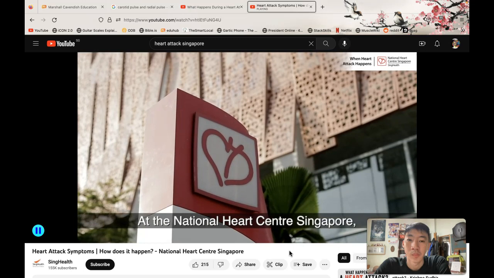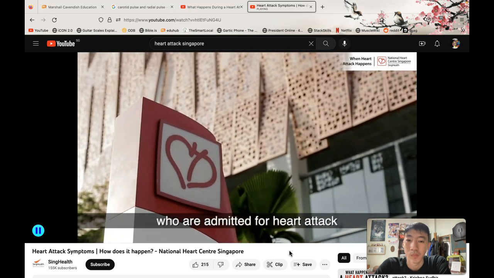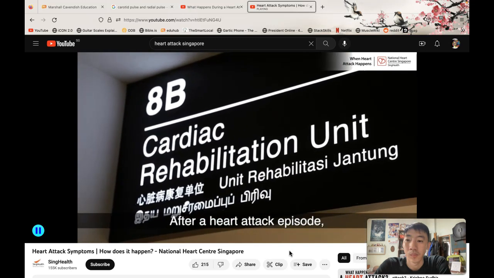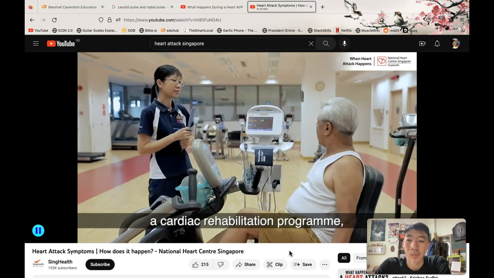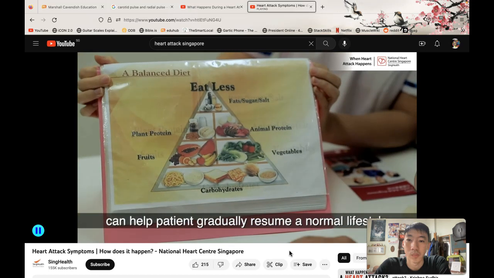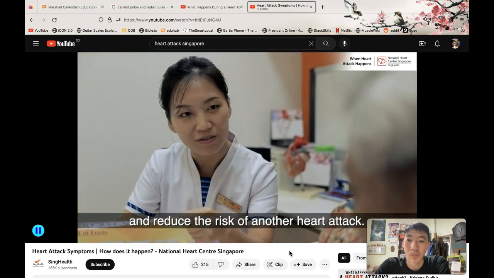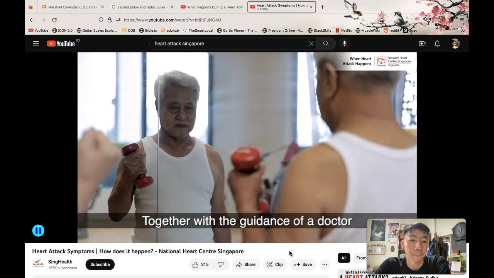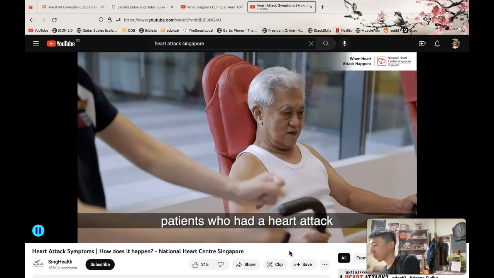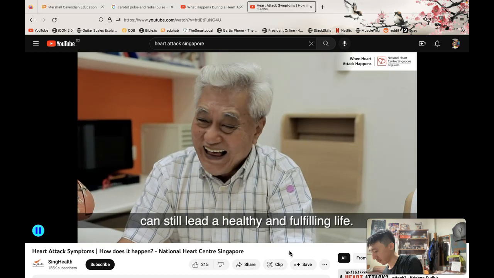At the National Heart Centre, Singapore, emergency angioplasty for patients who are admitted for heart attack is available around the clock. After a heart attack episode, a cardiac rehabilitation program, diet modification and medication can help a patient gradually resume a normal lifestyle and reduce the risk of another heart attack. Together with the guidance of a doctor and a team of dedicated healthcare professionals, patients who've had a heart attack can still lead a healthy and fulfilling life.